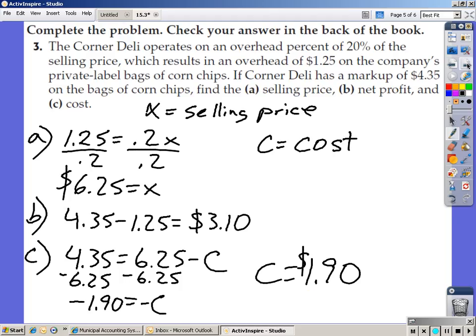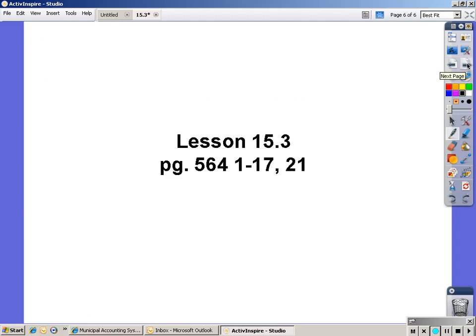Here's your assignment, lesson 15.3, page 564, 1 through 17, and 21. Get busy.